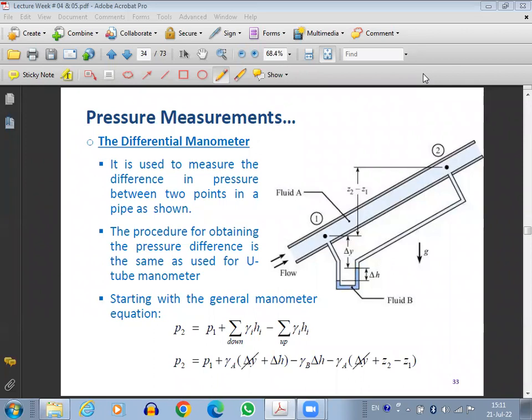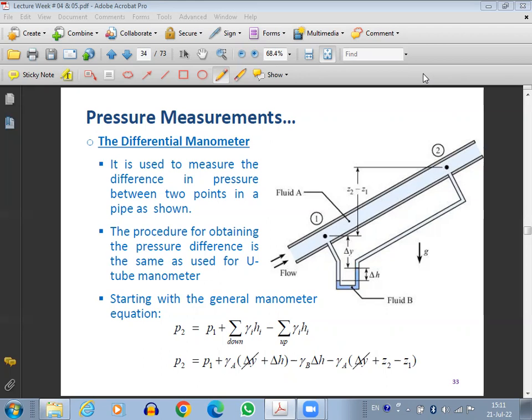In order to overcome those limitations, we come up with another device, which is basically similar to the piezometer tube, but we just make it a U-tube. So we call it the U-tube manometer. And we place a manometric fluid in it so that now we can also measure the pressure of gases.